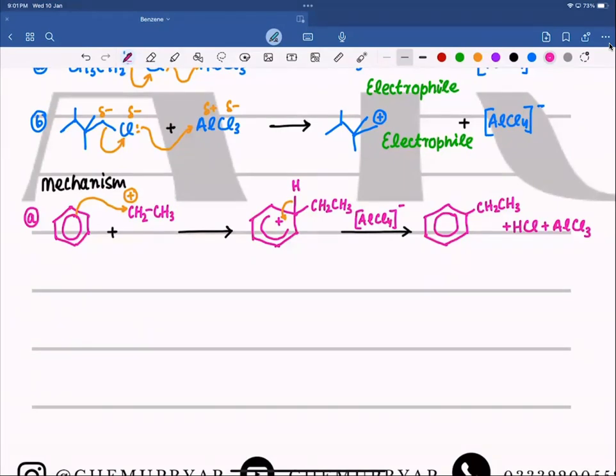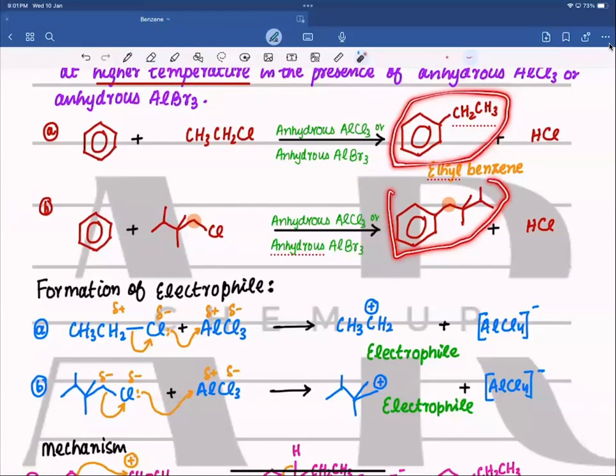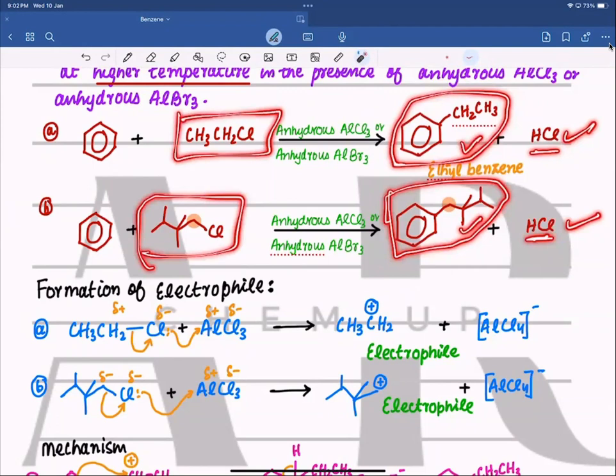Yes, Yusuf? Sir, will the product always be the same in every reaction? Which product? This organic product is always going to be different depending upon the electrophile, but these two are going to be the same. For example, this is one alkyl benzene and this one is a different alkyl benzene, but we are always getting the HCl. So that is the same, but this organic product is not the same. It depends upon the alkyl halide that we are using as a reactant.